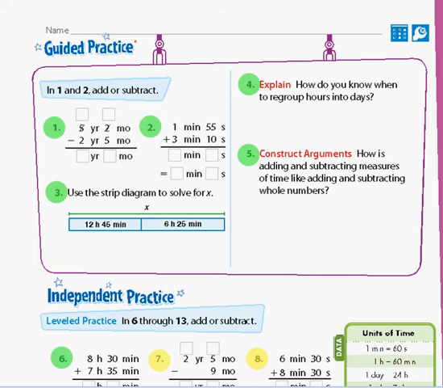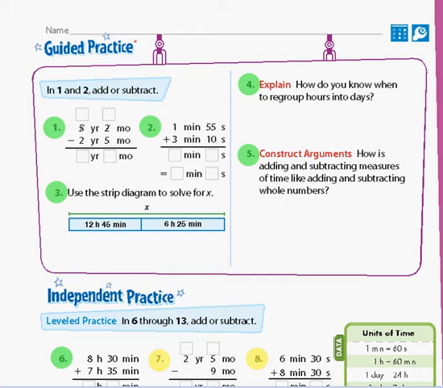In this lesson we're going to be talking about how to add and subtract time, and it's not that much more difficult than adding and subtracting whole numbers. We just have different times we have to regroup depending on what type of time we're dealing with. So in 1 and 2, add or subtract.